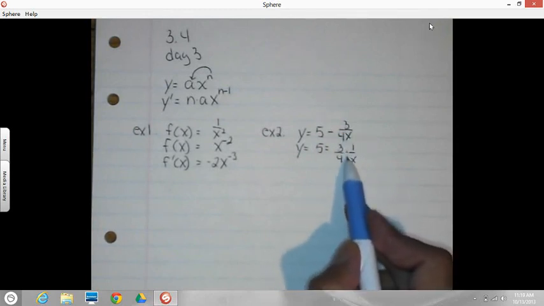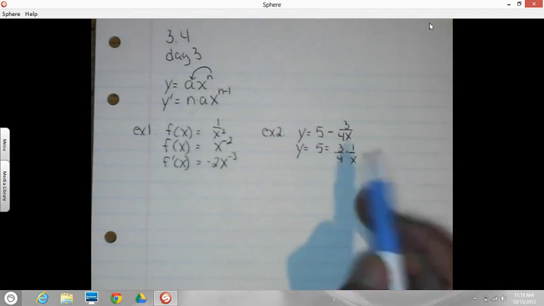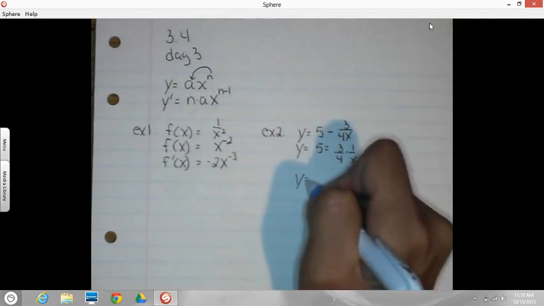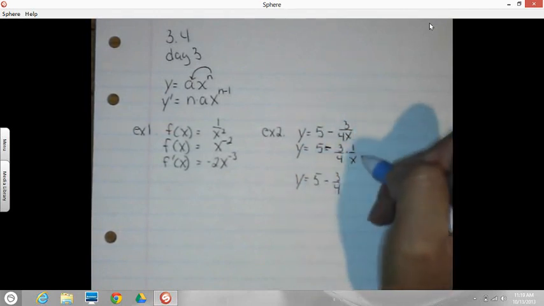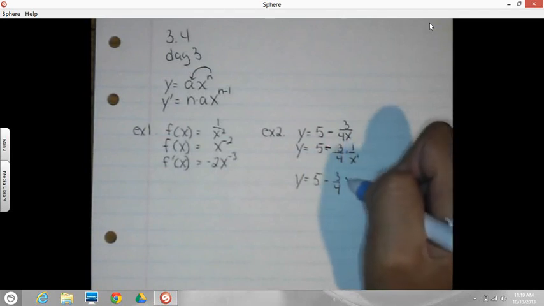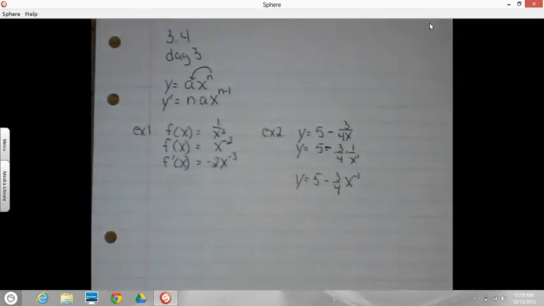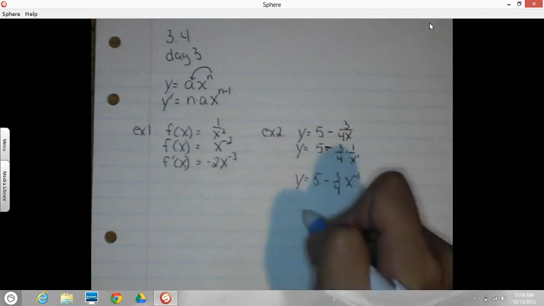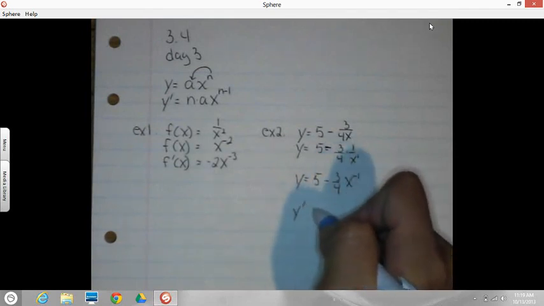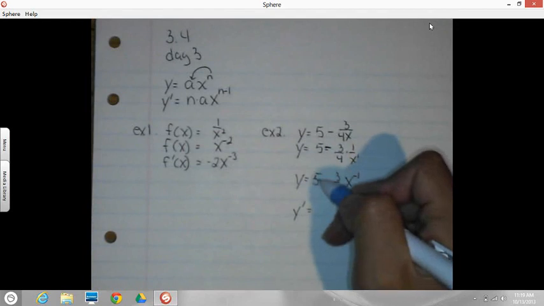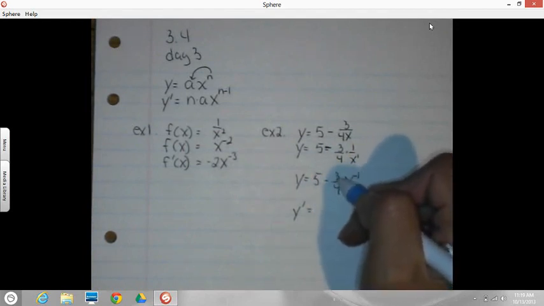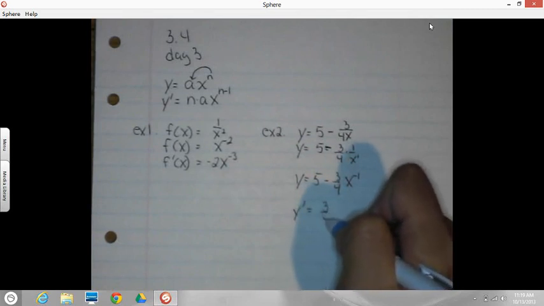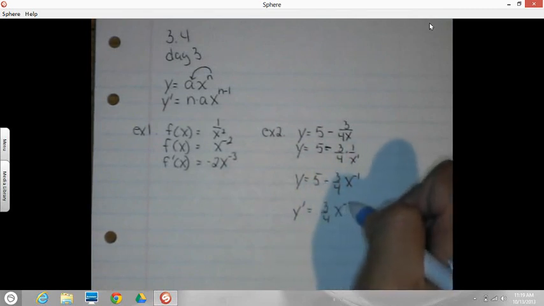Now I'm going to take this one and rewrite it with a negative exponent. So no derivative yet. Oops, that was a minus. 5 minus 3/4. Rewriting this is x to the first down here when I bring it up. It's unhappy. And now I'm ready for derivative. So y prime, derivative of a constant is 0. Here the negative 1 is going to get multiplied by the negative 3/4. 1 less power. Done.